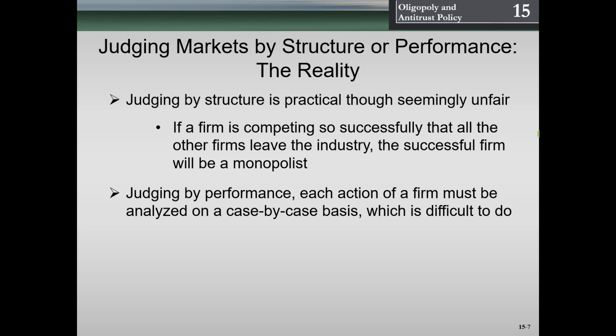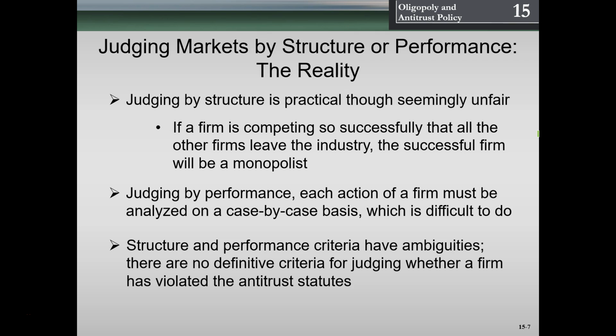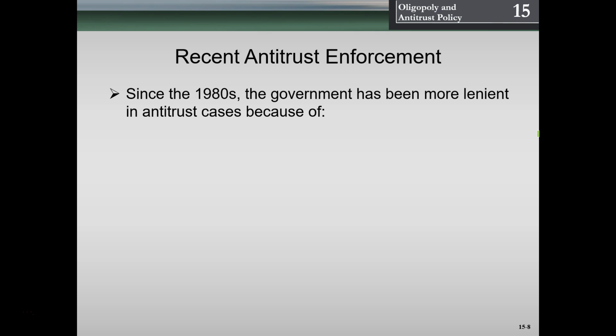Judging by performance, each action of a firm must be analyzed on a case-by-case basis, which is difficult. So if we're trying to judge their performance, a little more difficult. Structural and performance criteria have ambiguities. There are no definite criteria for judging whether a firm has violated the antitrust statute. So when we think about how they're going to apply antitrust policy and whether a company is too big and has too much monopoly power today, tough to call because there's been precedent on either side.